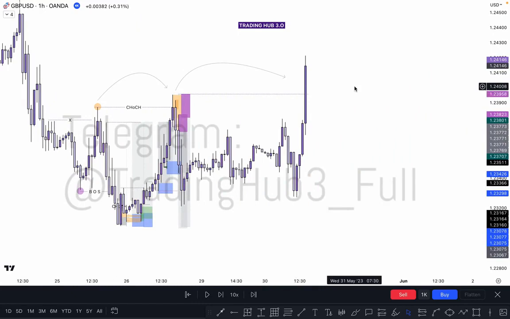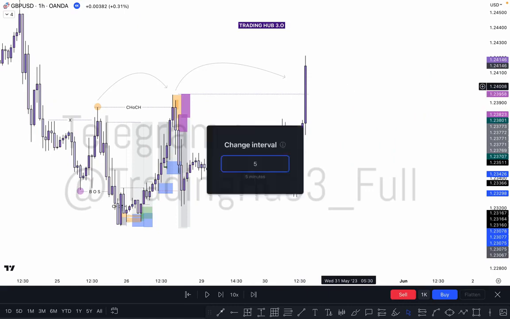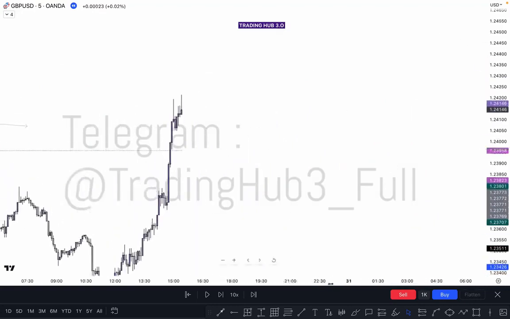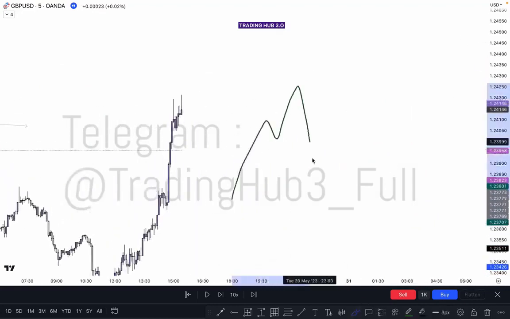So if you are willing to sell here for the short term after the break of structure, change of character in a higher time frame, simply you have to switch to a 5-minute time frame, as we have done in a bearish market also. So you have to wait for it. So how can you deal with this situation? Simple thing. First low is broken.